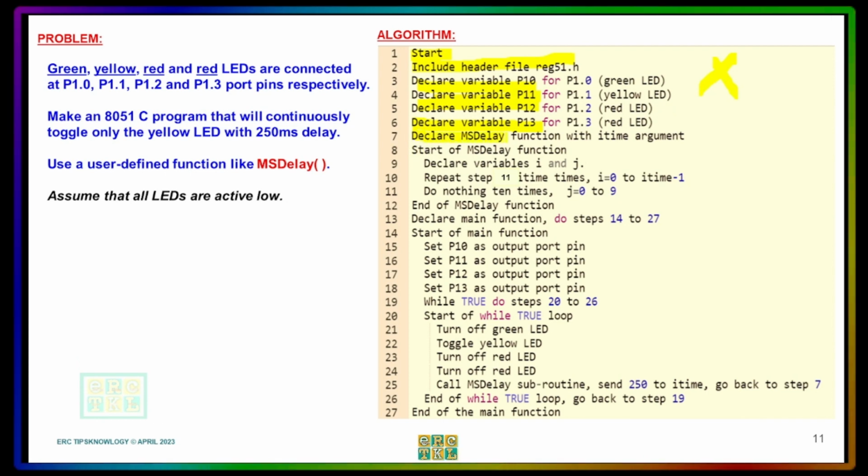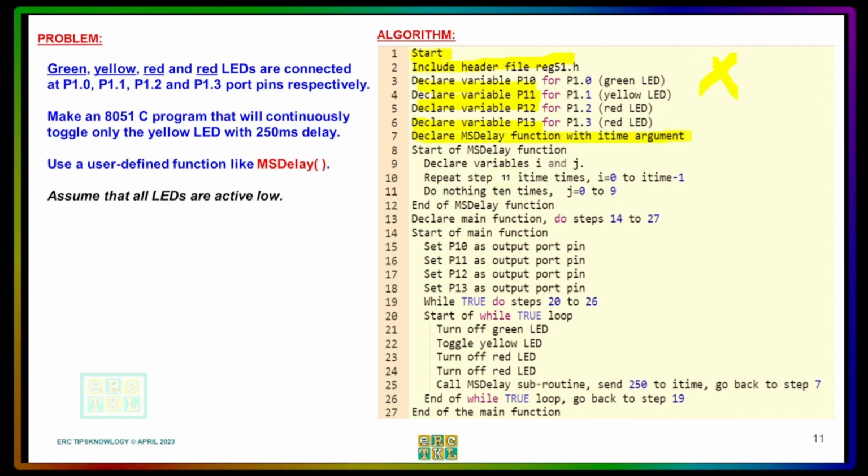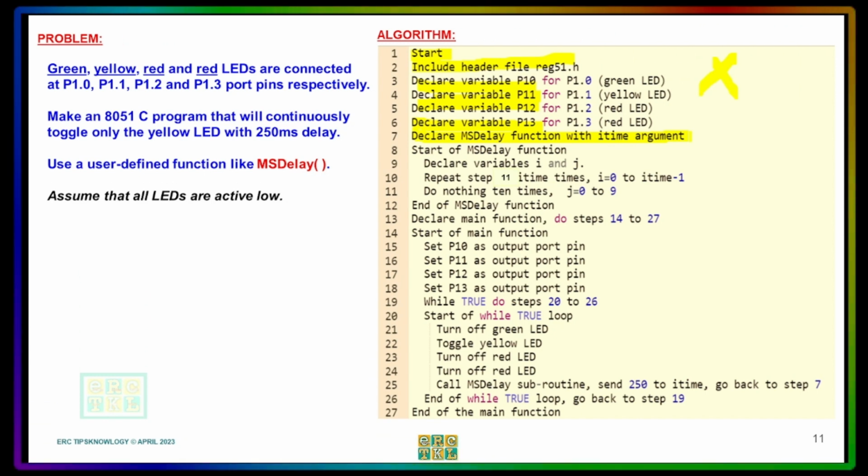Then we have to declare the MS delay function with iTime argument. So if you're familiar with a function, when you say void, it means that you will not be sending or receiving any values whenever you call a function. And if you want the function to receive something, or if you want to send a value to a function upon calling it, then we have to put a variable that would accept the value that you will send to it. And that's what we call as argument.